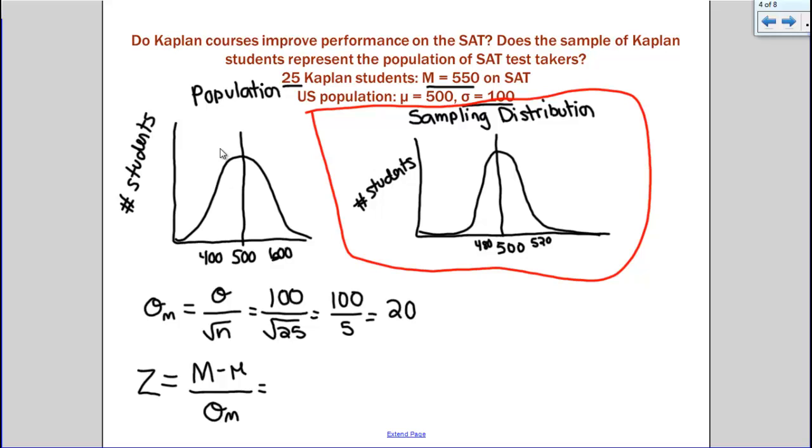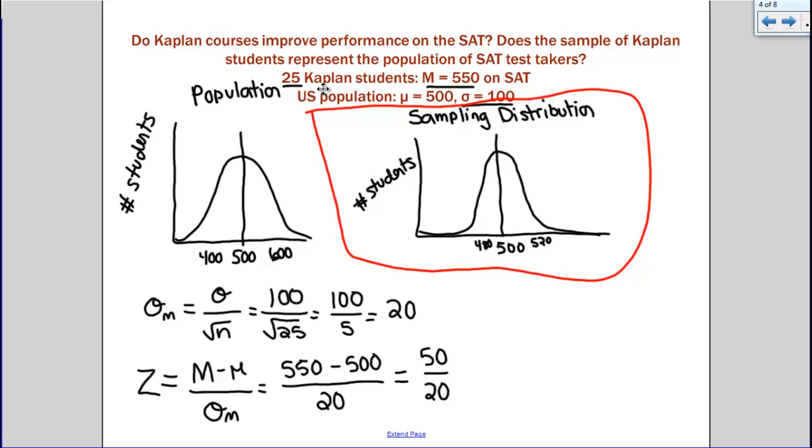So the sample mean is 550. Population mean is 500. And then the standard error is 20. So 550 minus 500 is 50. Then we're going to divide that by 20. Now I'm going to pause for a second and explain this right here. The numerator that you see here, this 50, that's the actual difference between the sample mean and the population mean. Then the denominator, the standard error, is the difference that you would expect to see just due to chance, even if Kaplan had no effect whatsoever.